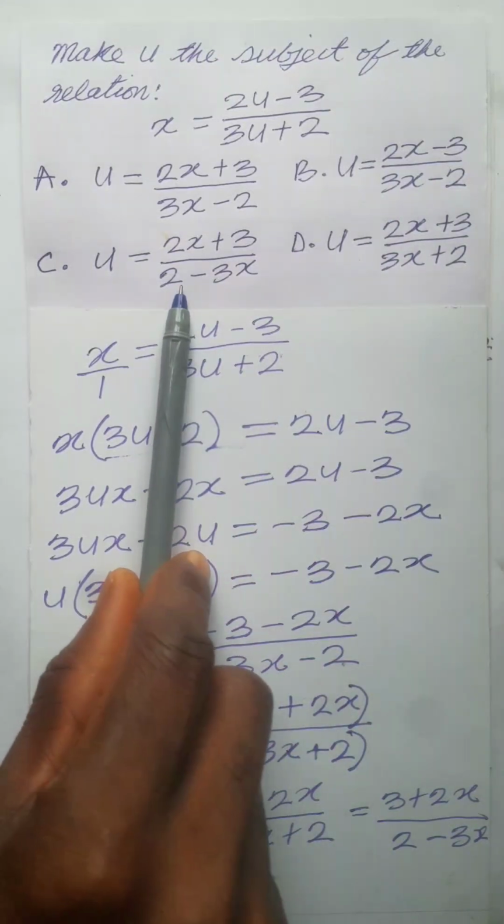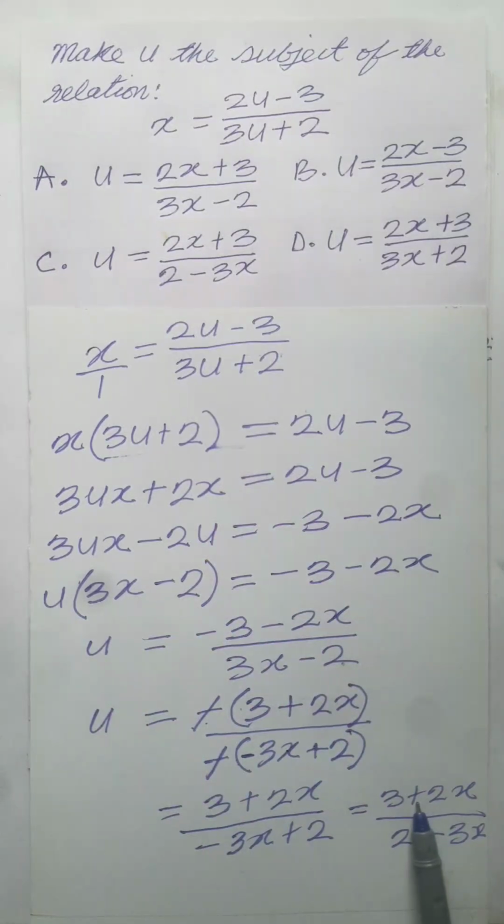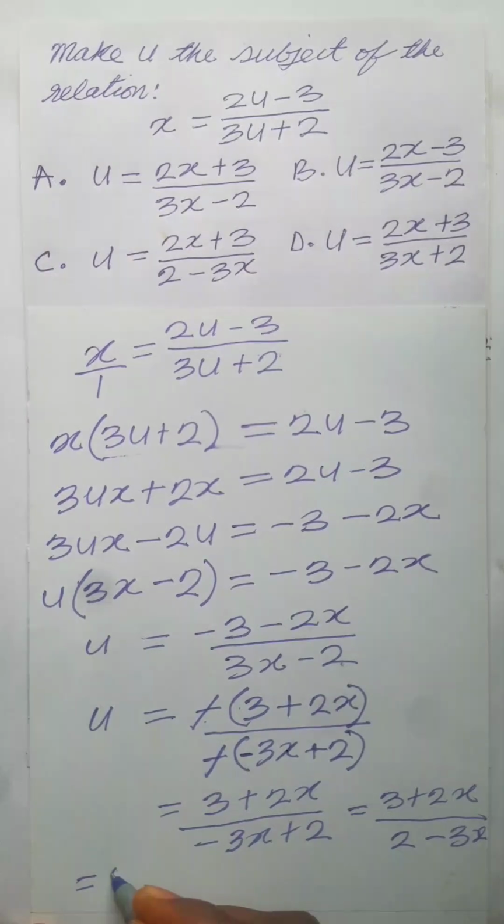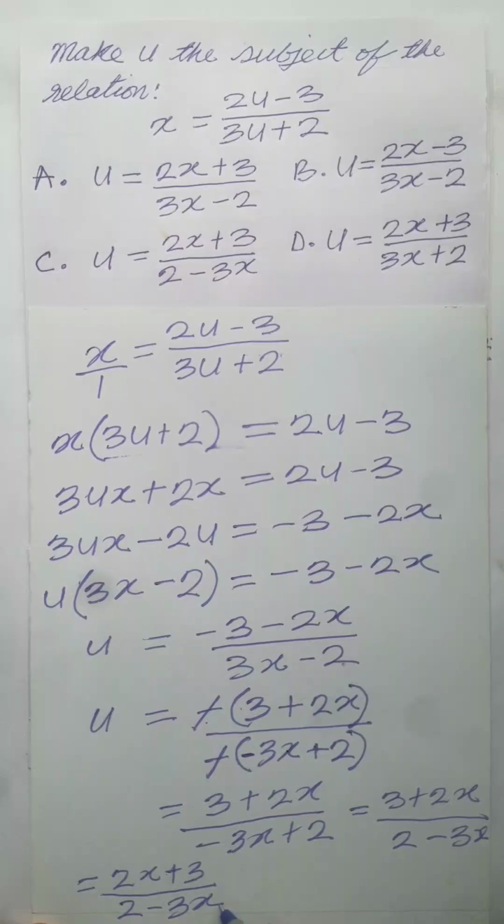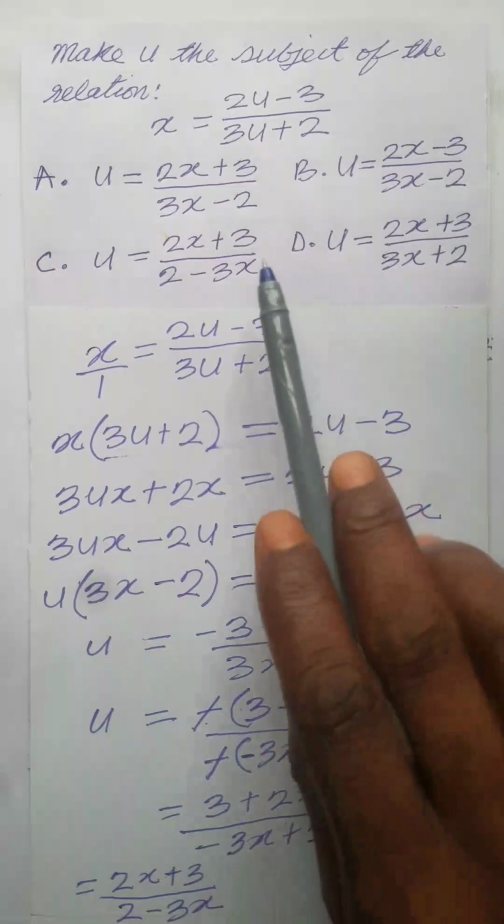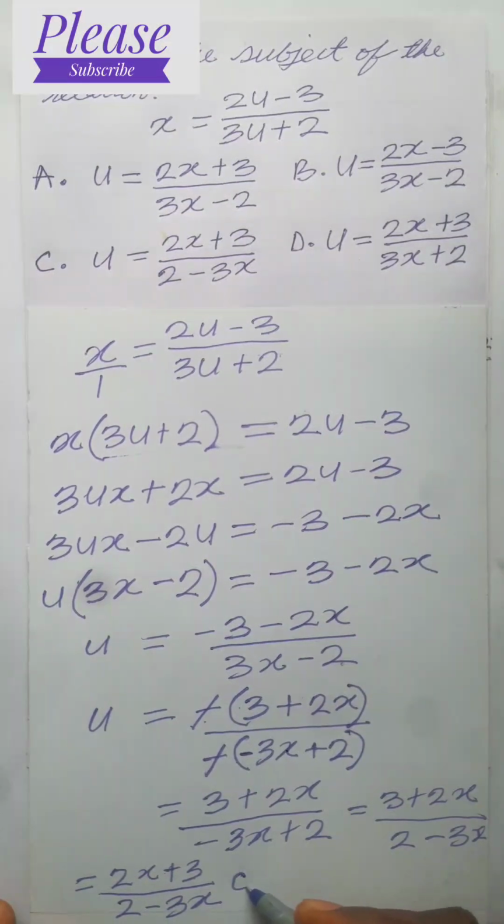That's only 2 minus 3x, but look at the numerator, looks like it is not the same. But I tell you, addition is commutative. I can rearrange this to become what? 2x plus 3 all over 2 minus 3x. Can swap them because it's addition, it doesn't have any problem. So look at that. That is exactly our answer, and that is C.